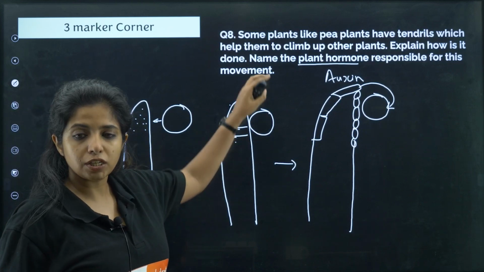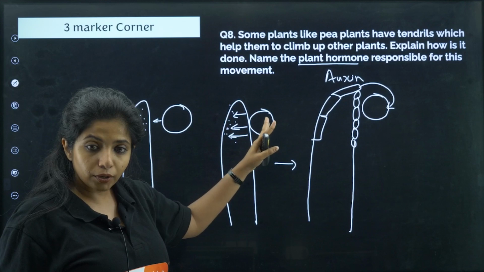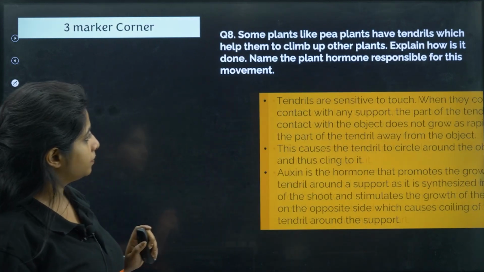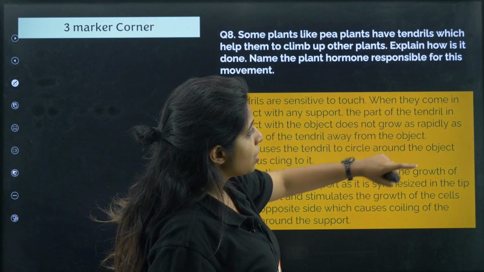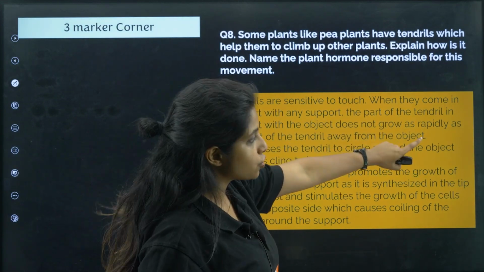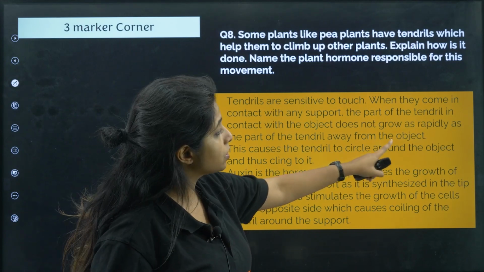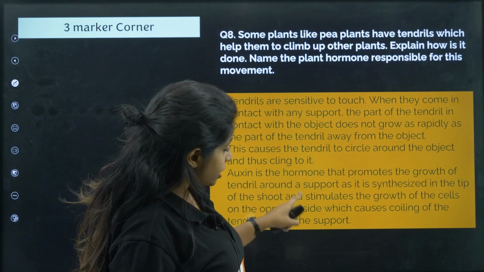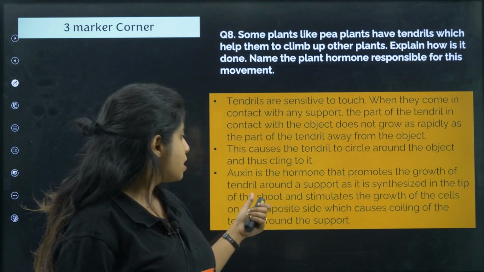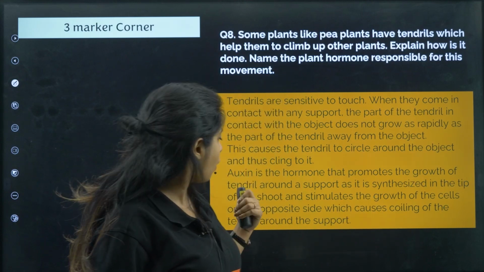So on the side of the support, instead of sun, you have to replace it with the support. On the side of support, the auxins would be moving to the other side where the support is not there. So tendrils are sensitive to touch. When they come in contact with any support, the part of the tendril in contact with the object does not grow as rapidly as the part of the tendril away from the object. This causes the tendril to circle around the object and thus cling on it. Auxin is the hormone that promotes the growth of the tendril around the support as it is synthesized in the tip of the shoot and stimulates the growth of the cells on the opposite side, which causes coiling of the tendril around the support.